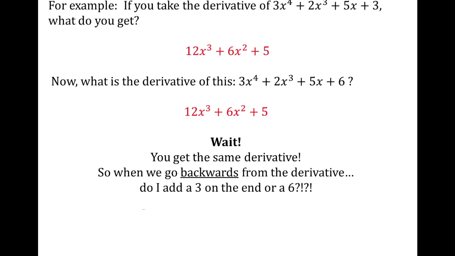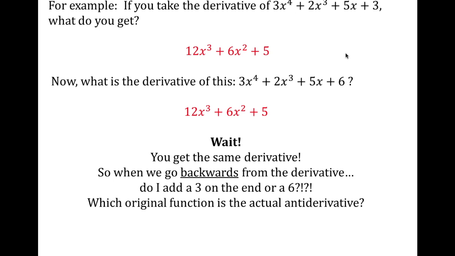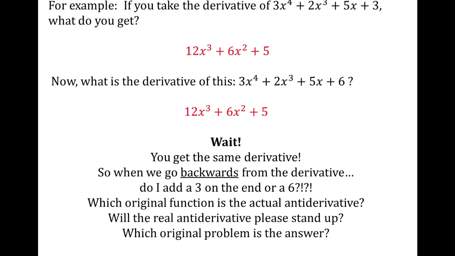So when we go backwards from the derivative, if I want to take this red equation and this red equation and go backwards to these two originals, what do I add on to the end? Is there a 6 on the end? Is it the one with the 3 on the end? Which of these original functions is the actual antiderivative? Will the real antiderivative please stand up? Which original problem is the answer? We have to decide which one.